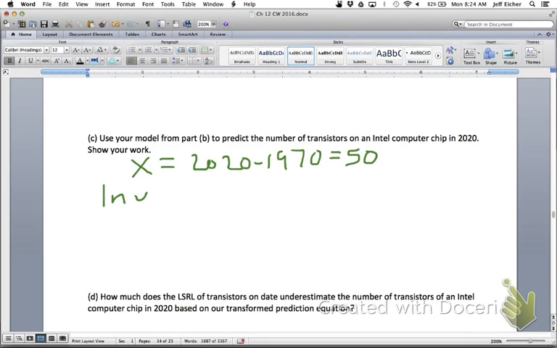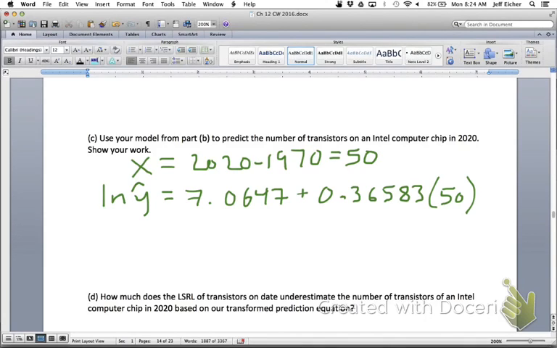This might get a little messy since my handwriting isn't the best. ln y hat equals 7.0647 plus 0.36583 times 50. Just plugging that in right there. Simplifying that, we get ln y hat equals, I got 25.3562. You can check my work there.